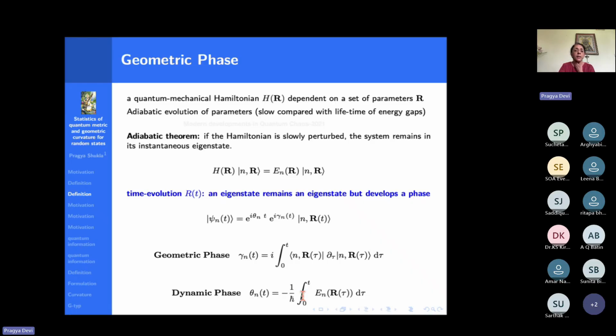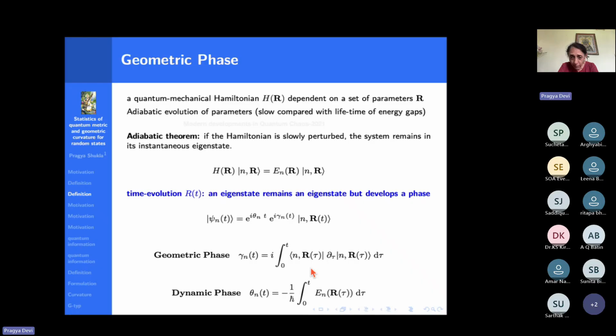And that depends on the energy level of that eigenstate, the eigenvalue of that eigenstate, and it can be obtained by the integration over time, for which you have considered the dynamics of the quantum state. But because the parameters are also changing in time, it was shown by Michael Berry that the state also develops another phase, and that is called the geometric phase.